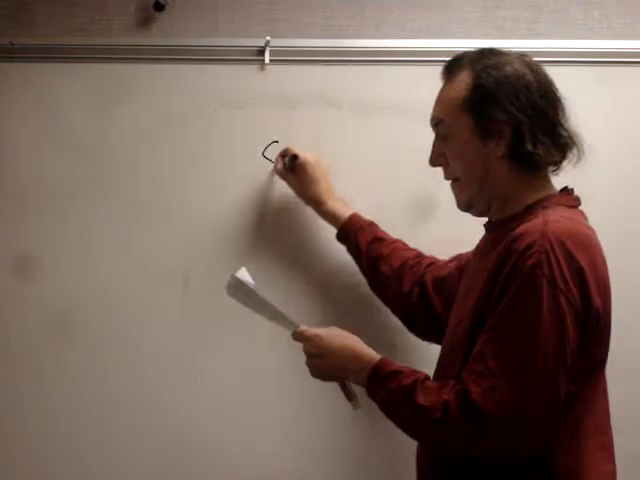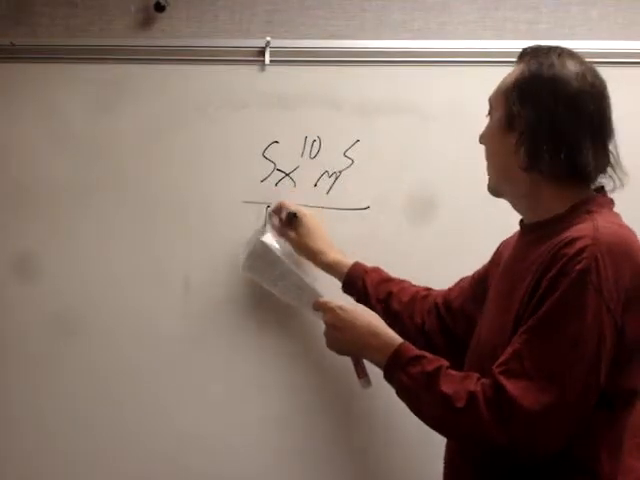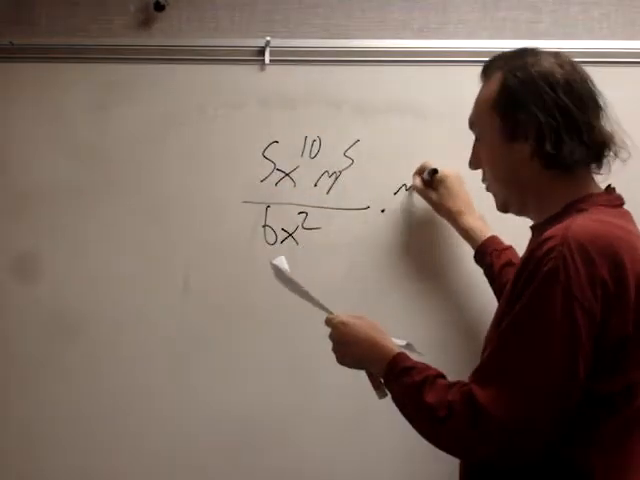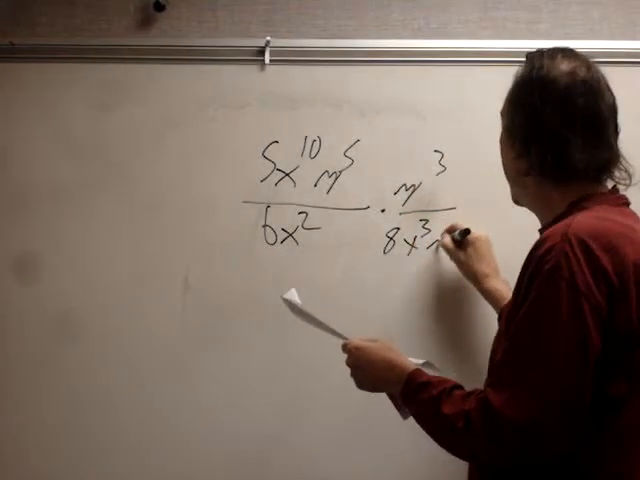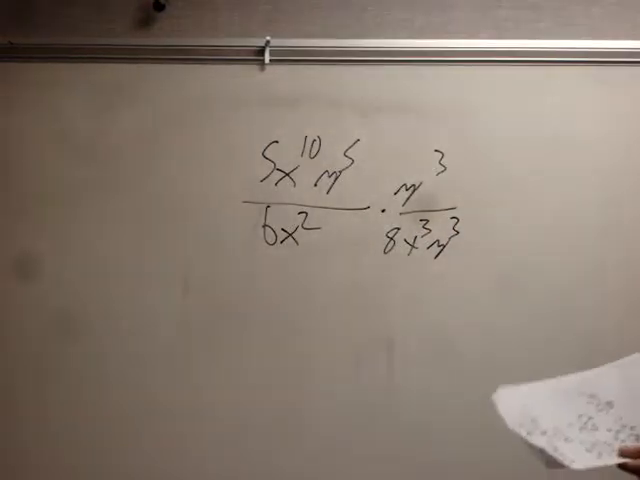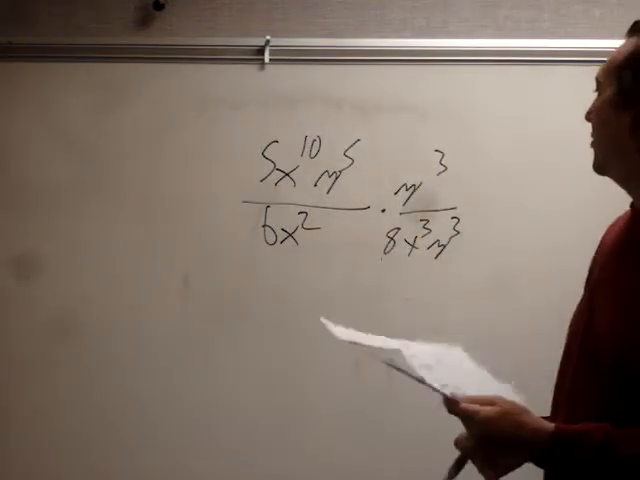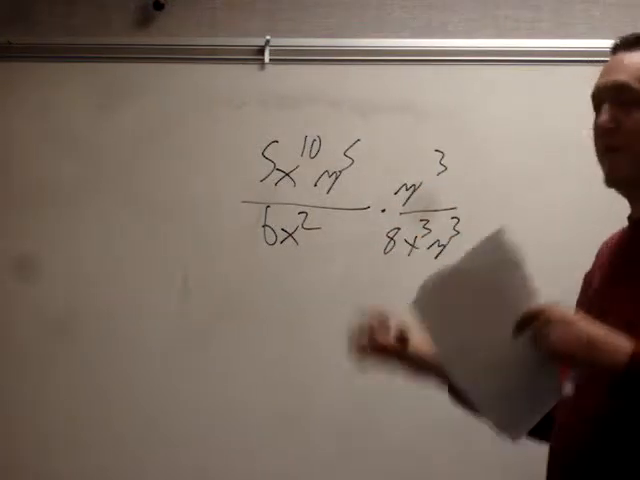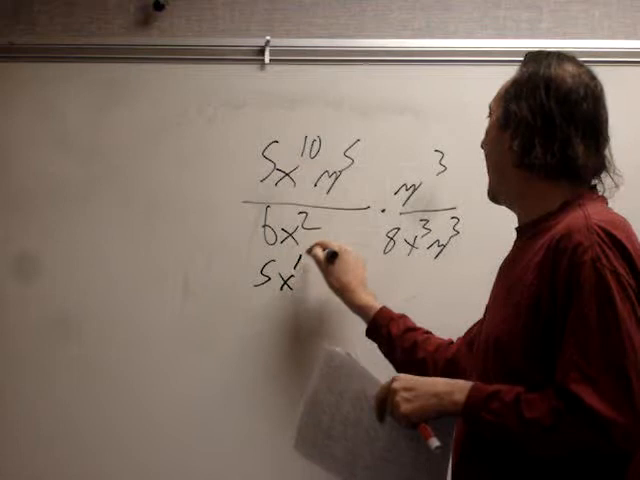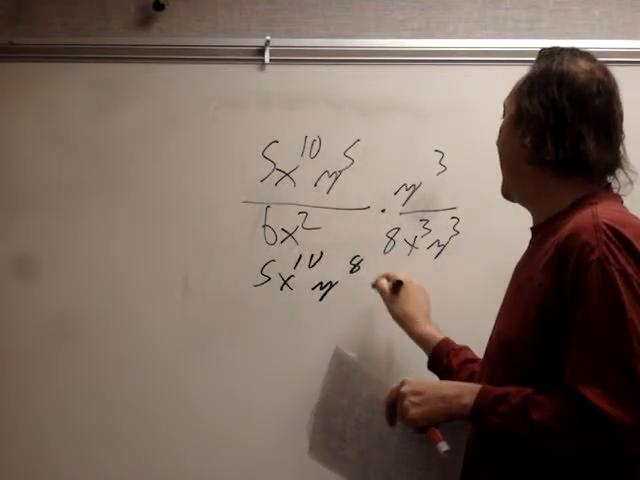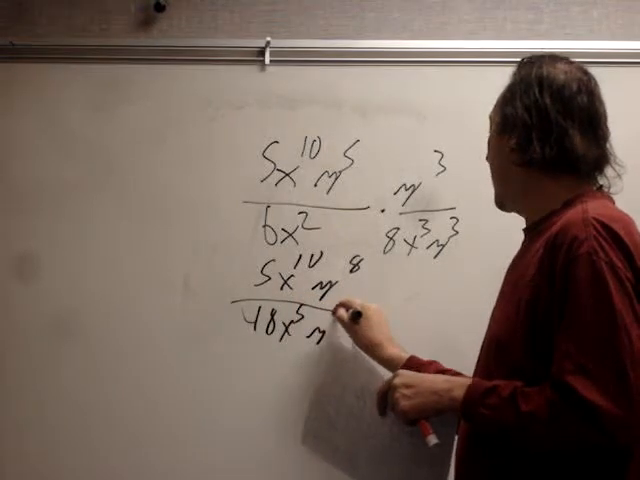Now we have 5x to the 10, y to the 5 over 6x squared, times y to the 3 over 8x to the 3, y to the 3. And we need to simplify this. What I'm going to do is multiply the numerators to each other and the denominators to each other, and then simplify. In this situation, that'll be a little bit easier. So 5x to the 10, y to the 8, and 48x to the 5, y to the 3.